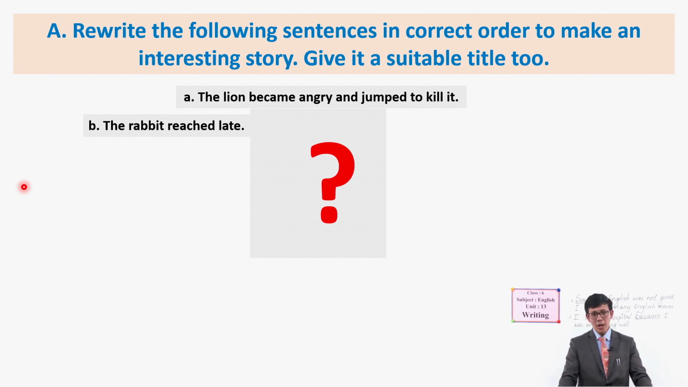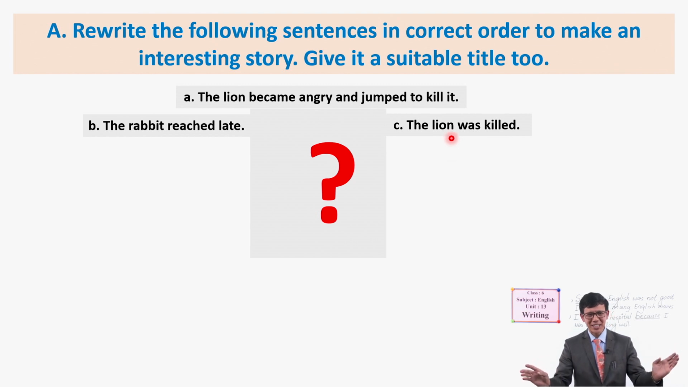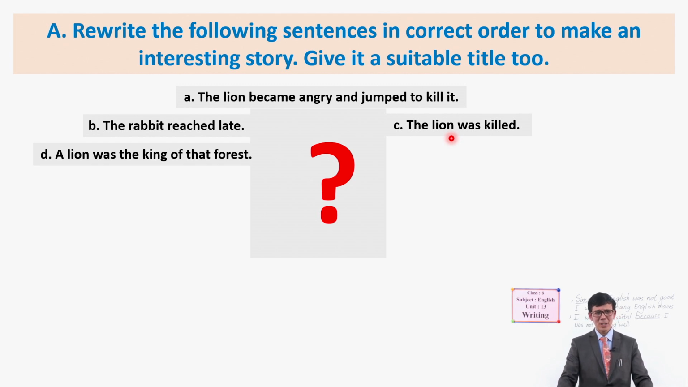Now have a look at all the sentences. Next sentence: the lion was killed. Can it be the beginning of the story? No. The lion was killed. It is not the beginning of the story. And look at another sentence: a lion was the king of that forest. You can guess there.